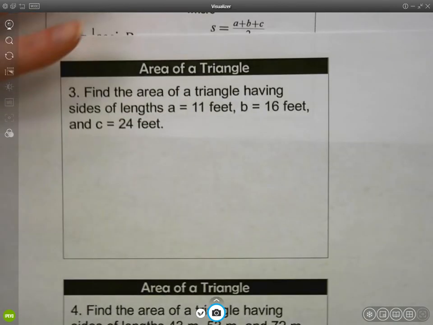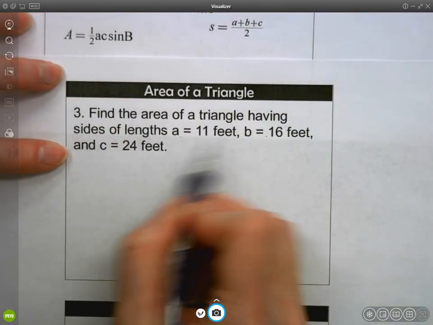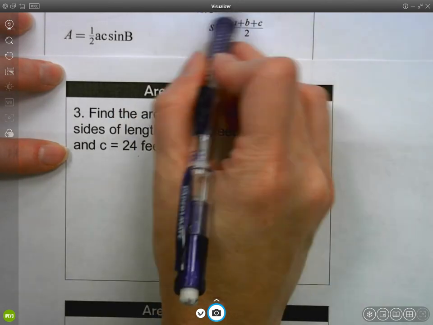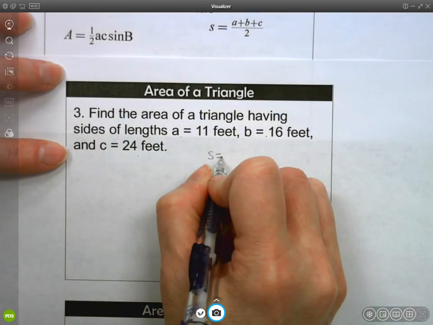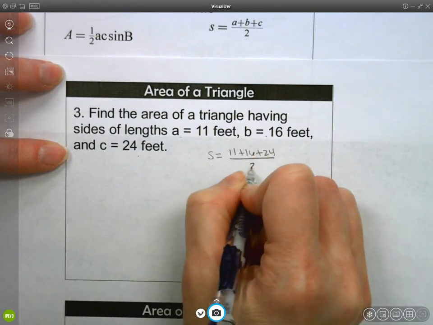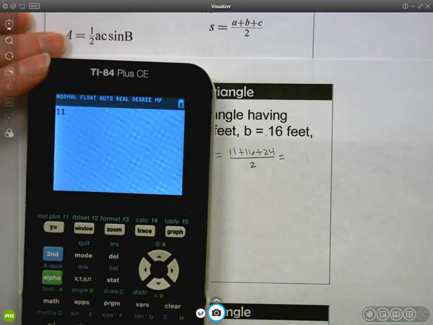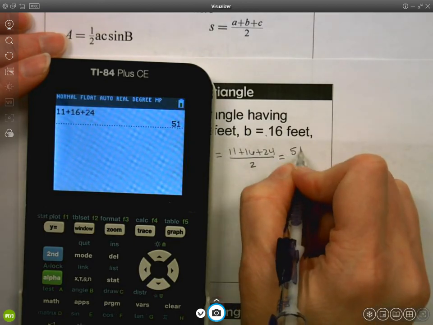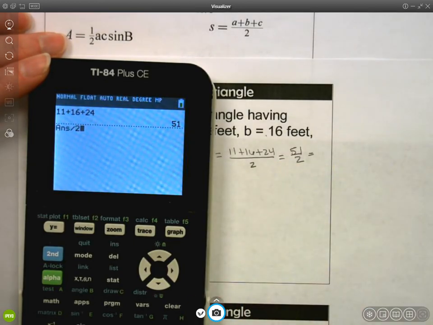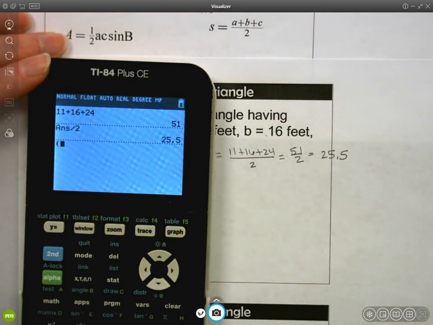All right, so let's look at number 3. So I give you 3 sides. So we're using this formula. The first thing I have to do is figure out what S is. So 11 plus 16 plus 24. Remember that when you do this in the calculator, you have to figure out what that top number is and then divide by 2. You can put it in parentheses and do it all at one time.